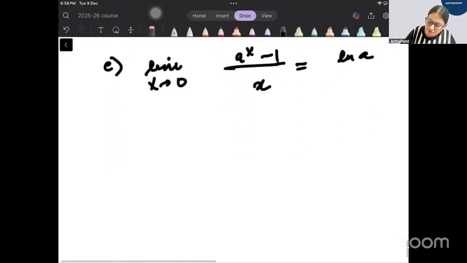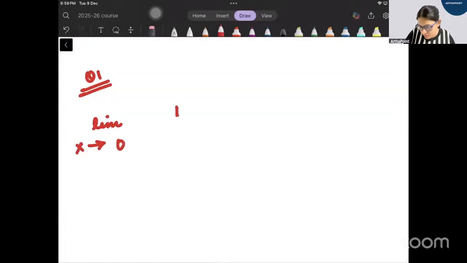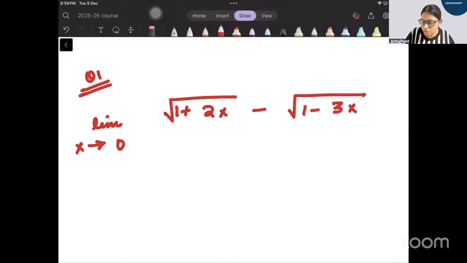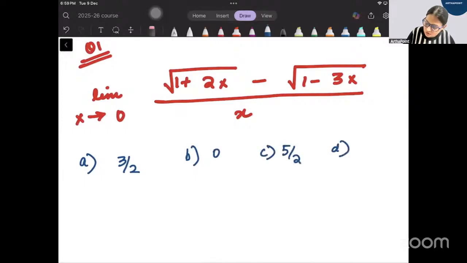Okay, so let's take the first question for the day. All of you try to solve this one. Question: limit x tends to 0, root of 1 plus 2x minus root of 1 minus 3x, upon x. And the options are 3 by 2, 0, 5 by 2, 1. Give it a try.